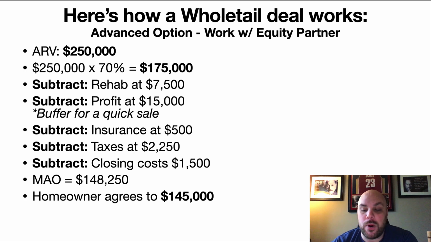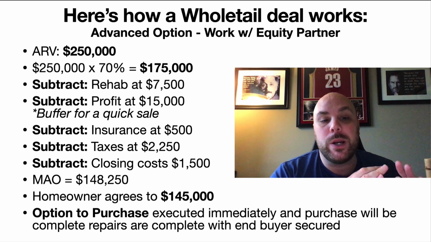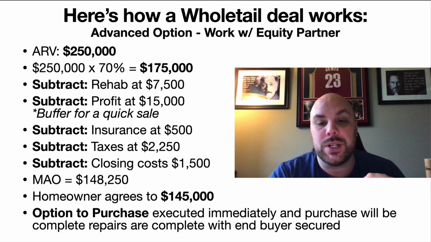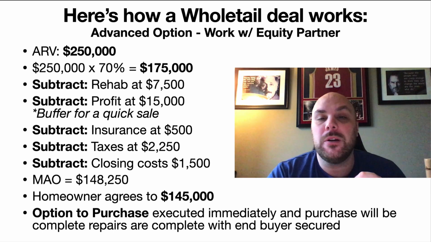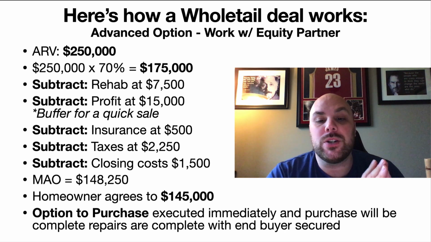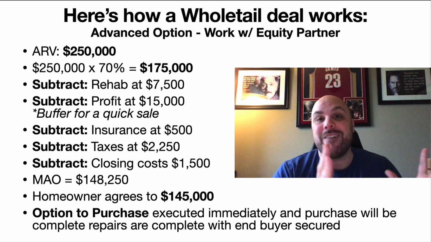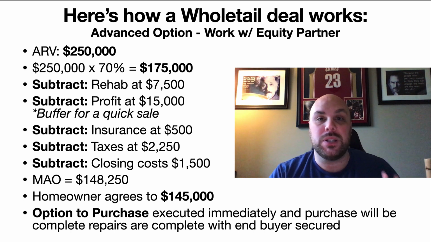Now, how this works with an equity partner is we have the homeowner agree to $145,000 purchase price. Maybe they wanted a little bit more money. Most people are coming in, they're offering 120, 130, but we're coming in, we're offering a higher amount. So that individual is going to want to come and work with us. And what we do, we're not going to buy it right away. We're going to put an option to purchase, which is going to be executed immediately, and purchase will be complete when repairs are complete with the end buyer secured. So we're not really having any exposure at this particular time.